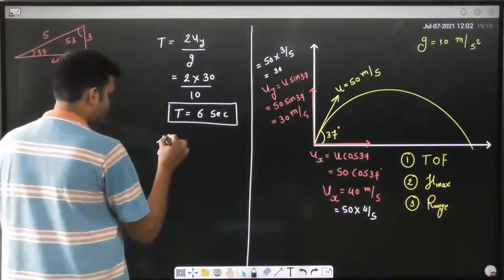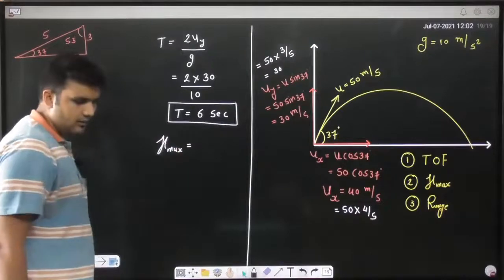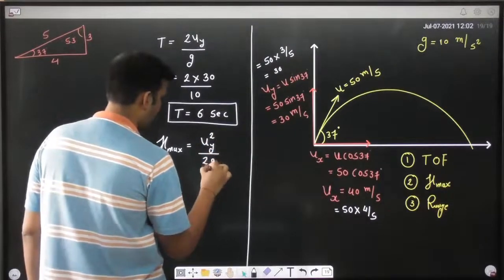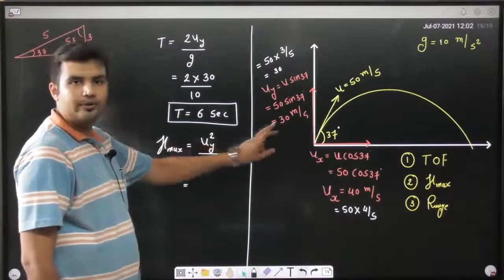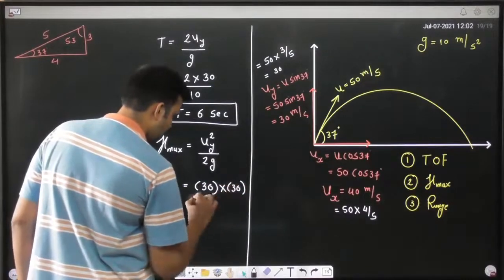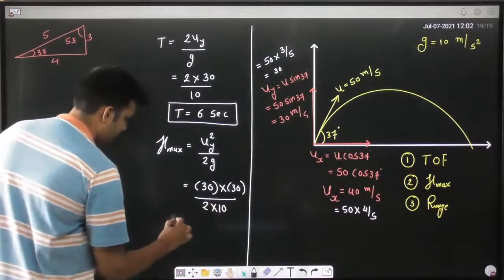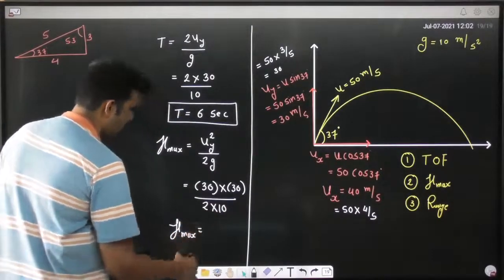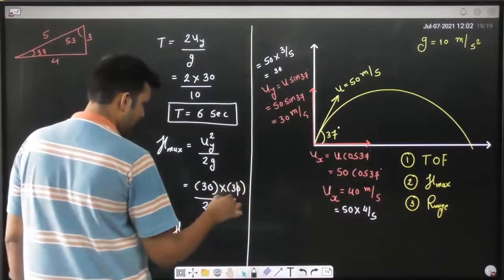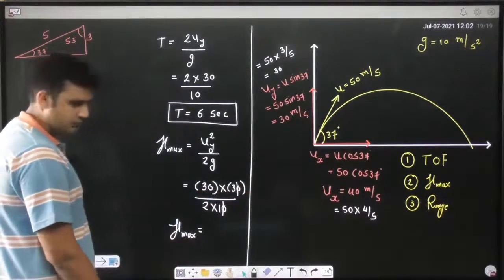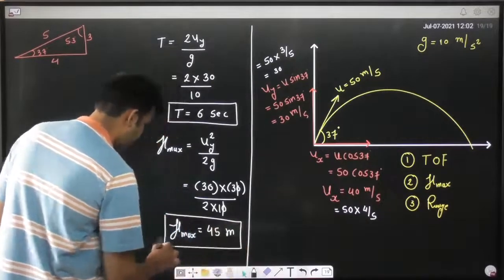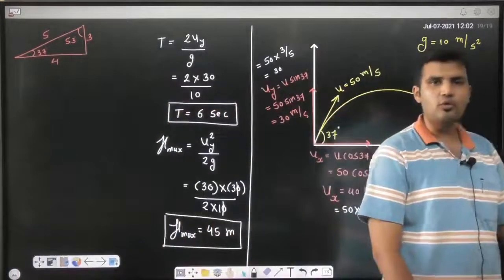Okay, what is the formula for H max? uy square upon 2g. Now the y component is 30. So 30 into 30 upon 2 into 10. Tell me the answer. This and this is going to cancel. H max comes out to be 45 meter. Very good. H max comes out to be 45 meter.